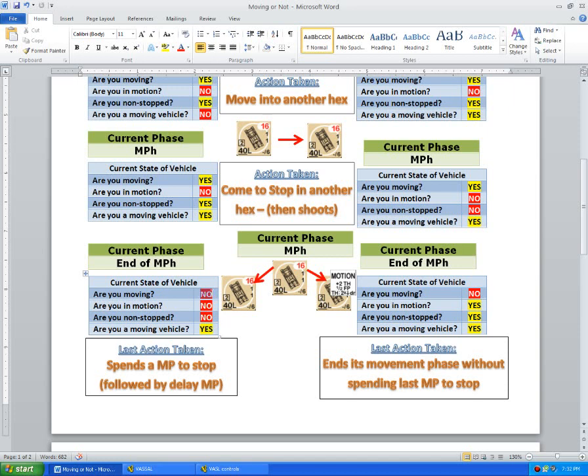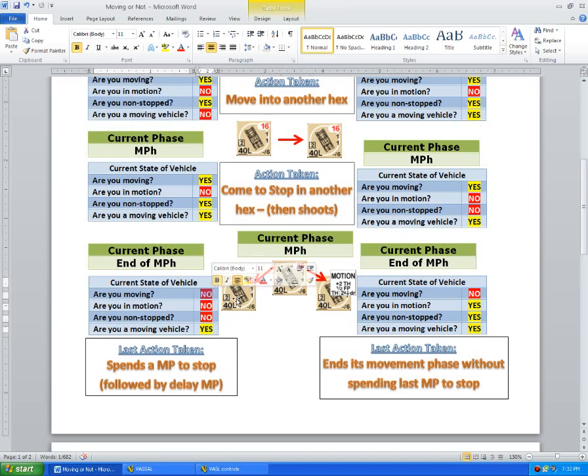Are you moving? No, because we're no longer going to be spending movement points on that vehicle, so it's no longer moving. Are we in motion? No, we are not in motion because we don't have a motion counter. Are we non-stopped? No, we are stopped, so we are not non-stopped. And then finally, are we a moving vehicle? Even though we spent a movement point to stop again, we are still considered a moving vehicle. So yes.